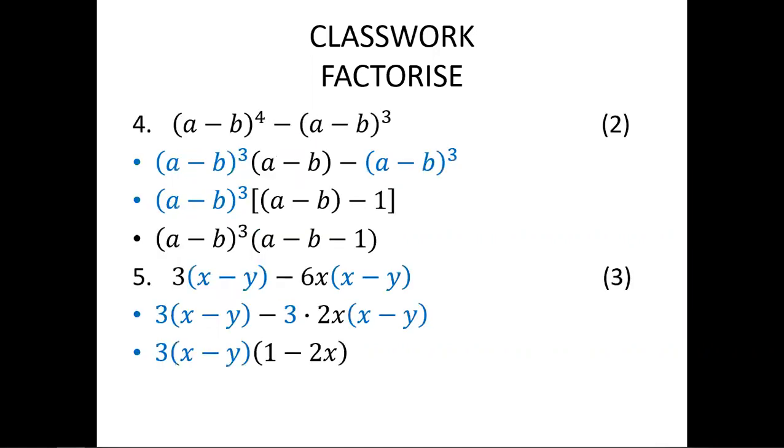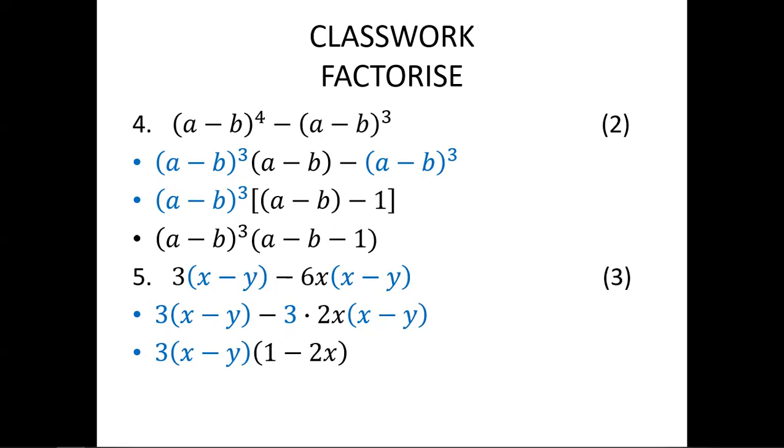And this one I just did in full. The common bracket will be a minus b, but it will be the a minus b with the lowest exponent, which was 3. And hence I highlighted it there and I took it out. And I was left, in brackets, in the bigger bracket, with a minus b minus 1. And I simply simplified that and I couldn't get any further.